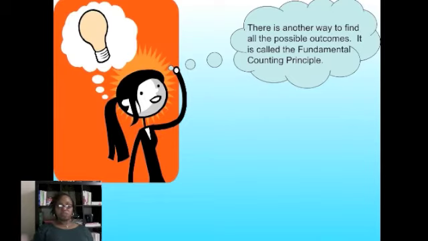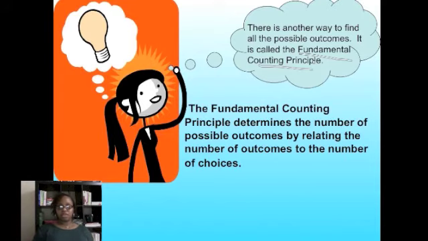And with moving on, we are moving on to one more concept, which is called the fundamental counting principle. And this is one more way to show your number of possible outcomes. Well, the fundamental counting principle determines your number of possible outcomes by relating the number of outcomes to the number of choices. If you need to pause to get that definition down, then do that.